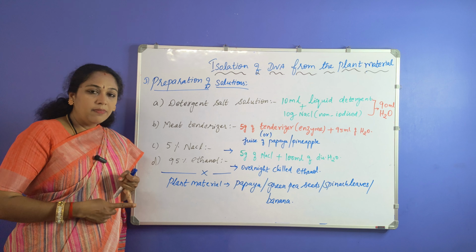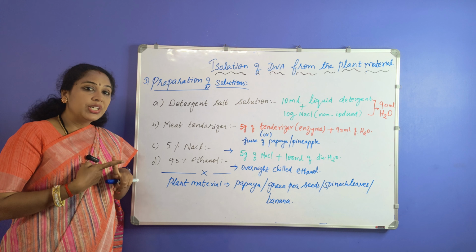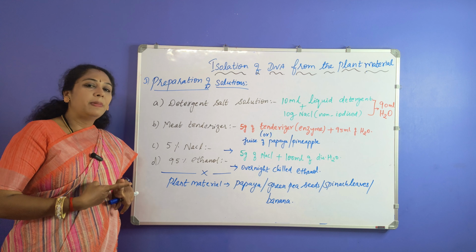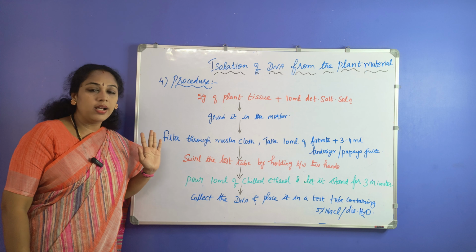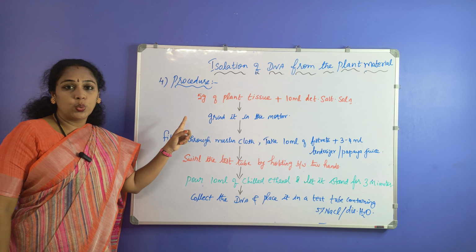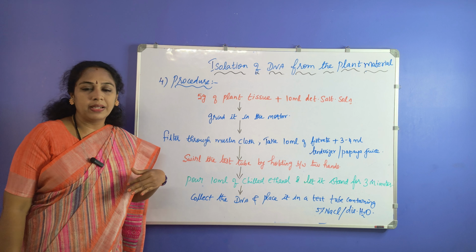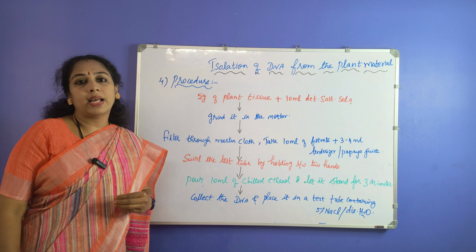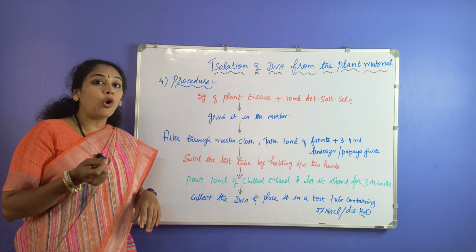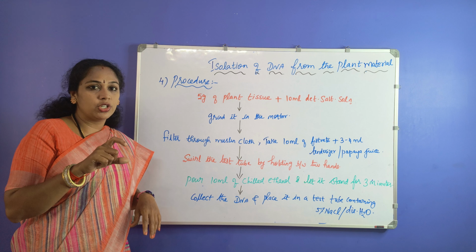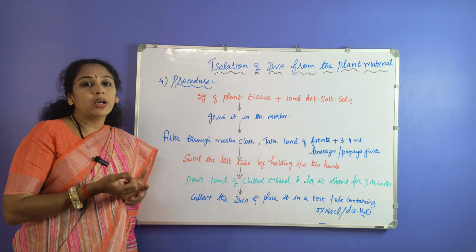We have discussed the aim, materials required, and preparation of solutions, and next we will go with the procedure for isolating the DNA from the given plant material. The next thing we are going to see is the procedure involved in the isolation of DNA. We take 5 gram of the plant material. As I mentioned already, any of the different plant materials can be taken. 5 gram of the plant material is taken, and to that 10 ml of the detergent salt solution we have already prepared is added, and it is ground and smashed in the mortar and pestle.